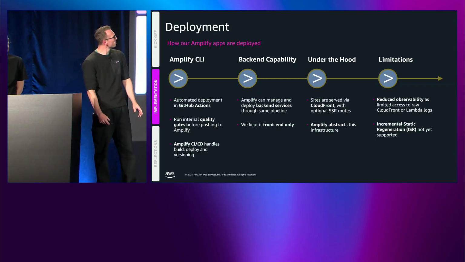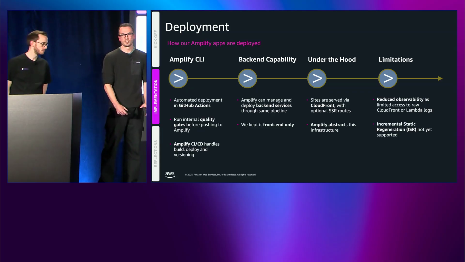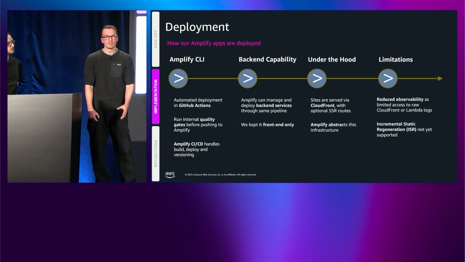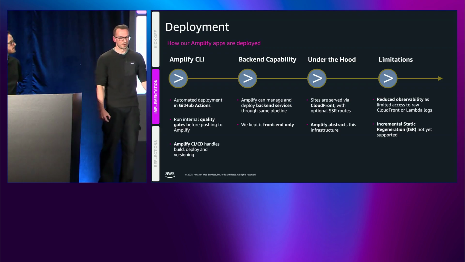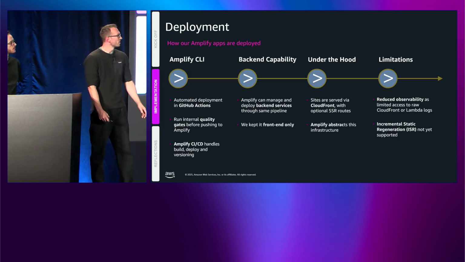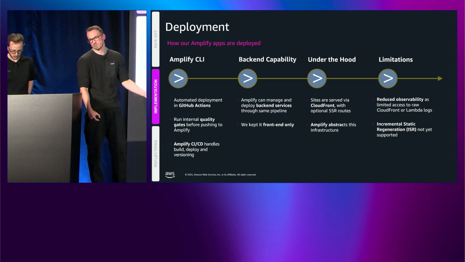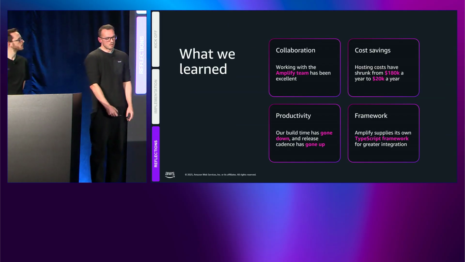But there are some drawbacks. You do get reduced observability, so you don't get access to the same level of raw CloudFront logs or Lambda logs that you would get, which does make troubleshooting a pain if you need to do that. And there's some features that are just not there yet. ISR isn't supported, so there are some trade-offs, and especially if you're using a framework like Next.js, you expect to get static regeneration of content, something to be aware of.